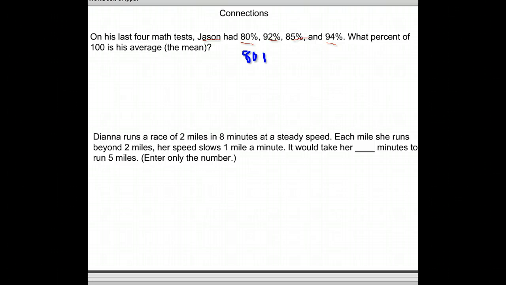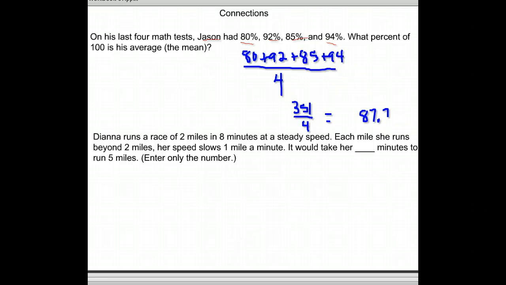All right, well, to find an average, you just add the numbers together and then divide by how many there were. So we add the test scores together, and then we divide by 4 because there were 4 tests. So we add 80, 92, 85, and 94. That gives us 351, and then we divide it by 4. And his average is 87.75%, 88% basically.